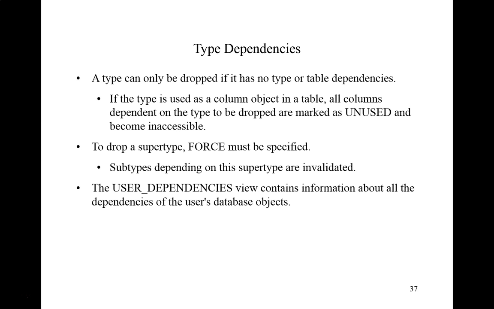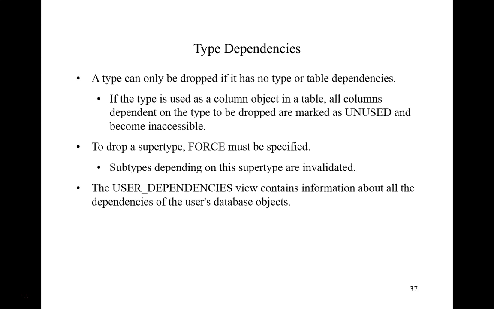Among the metadata that is recorded for user-defined types is the dependency of a type. A type can only be dropped if it has no type or table dependencies. If the type is used as a column object in a table, all columns dependent on the type to be dropped are marked as unused and become inaccessible. To drop a supertype, force must be specified.